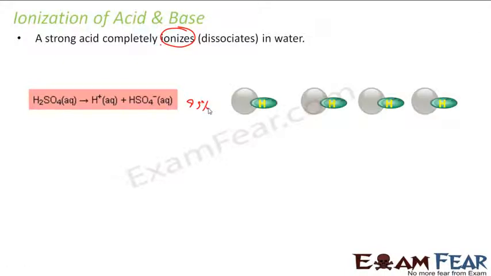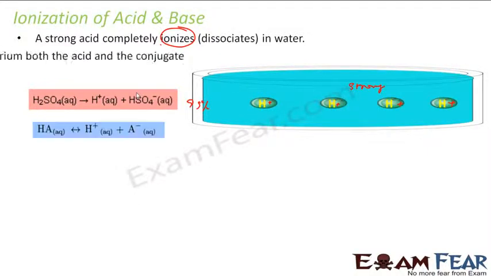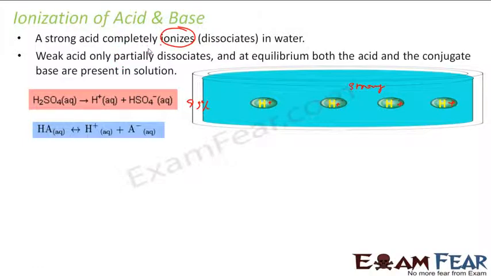Example, I have one strong acid. This is a strong acid example, which has some molecules with H plus. The moment I put this in water, all of them will break into H plus and the other ions. So almost 100% of these broke into H plus ions. When you talk about weak acid, only partially, so it may be 10%, 1%, 2%, maybe even less.